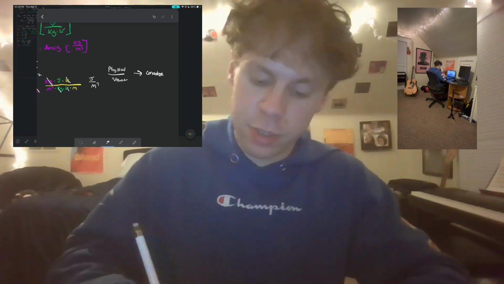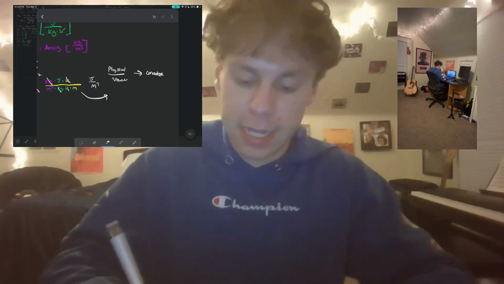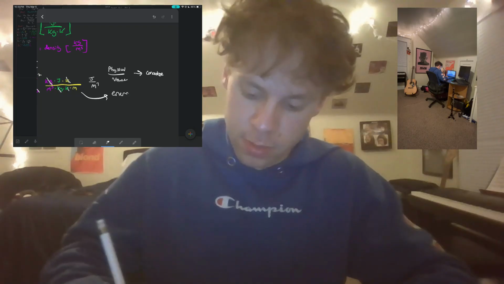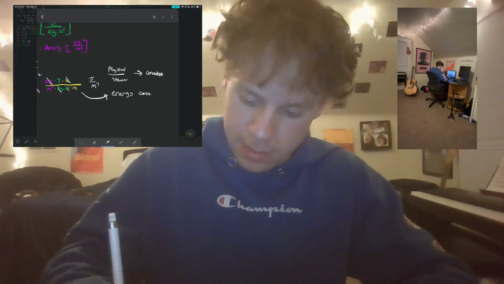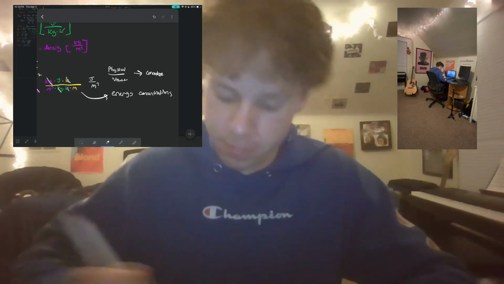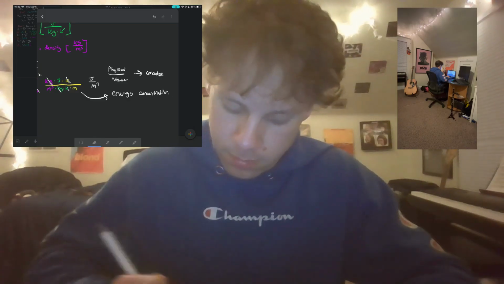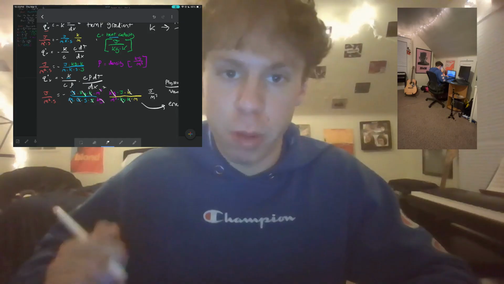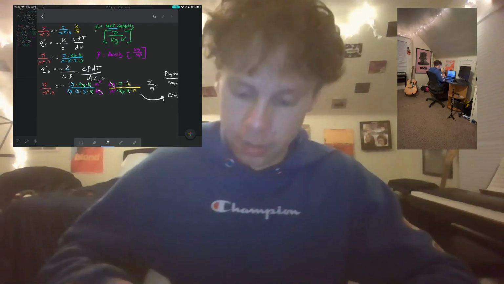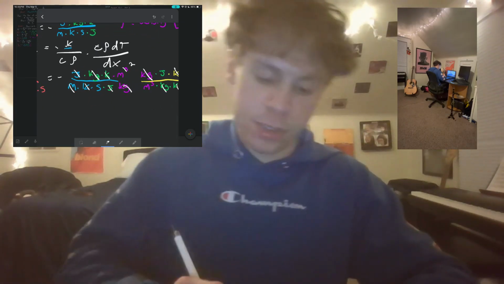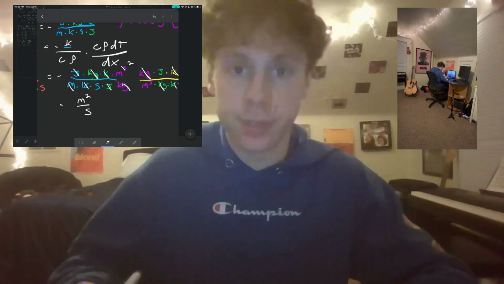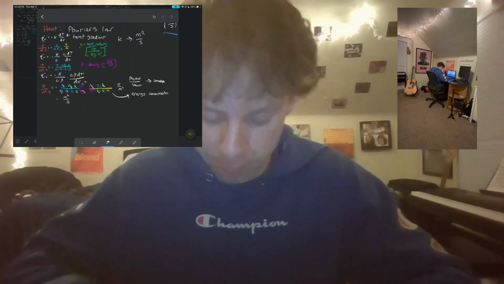So this term ultimately is our energy concentration, as it's in joules, and also describes the rate at which our heat diffuses throughout the system. Simplifying this term, we'll end up with meters squared over seconds, which is perfect. That's exactly what we're looking for up here.